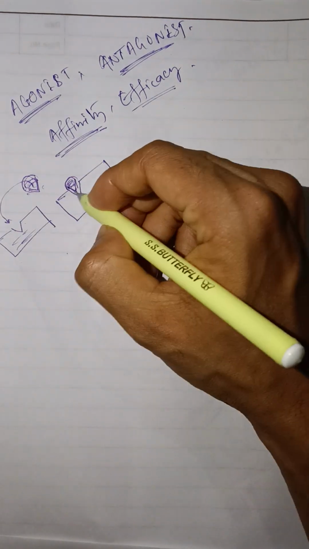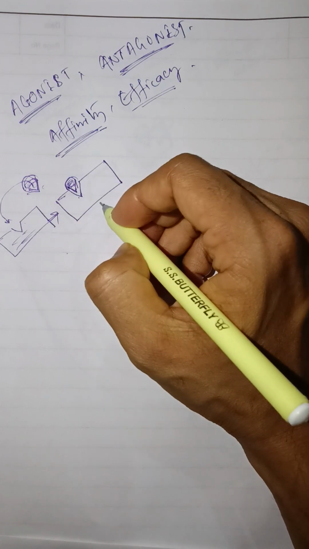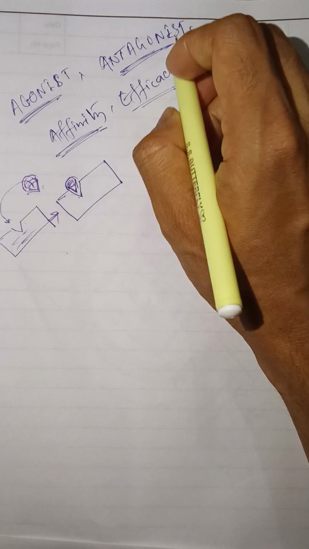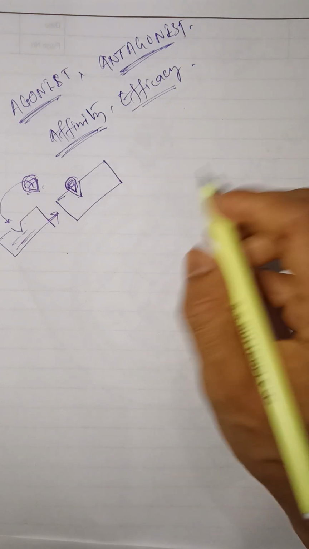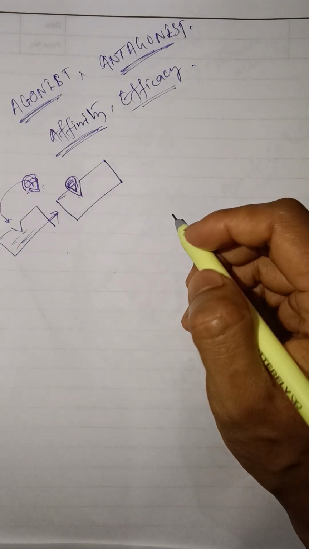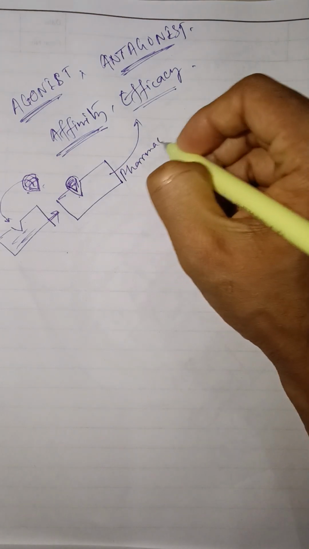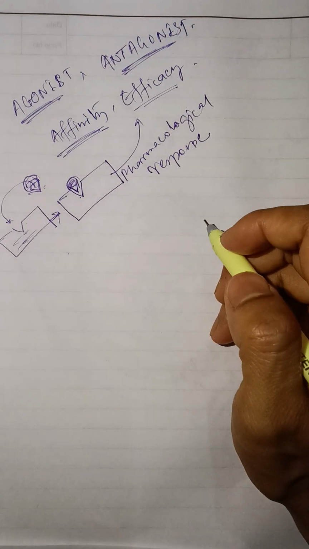Now, after binding to the receptor, this drug will show its pharmacological action. So efficacy is, in technical terms, the ability of the drug to elicit its pharmacological response. The ability of the drug to elicit its pharmacological response is simply termed efficacy. Now, we have to understand what an agonist and an antagonist are.